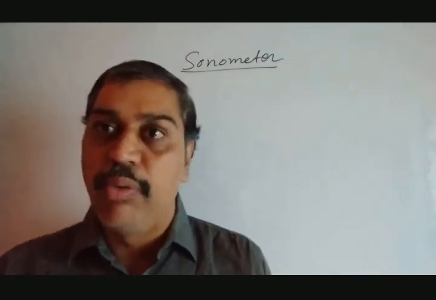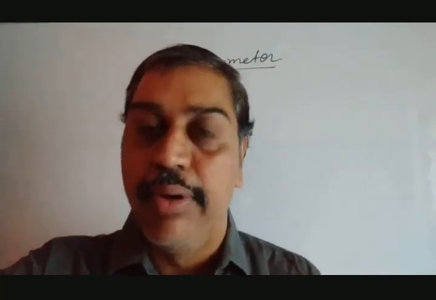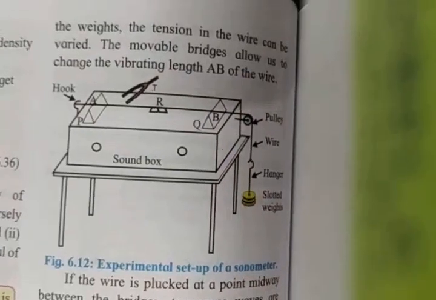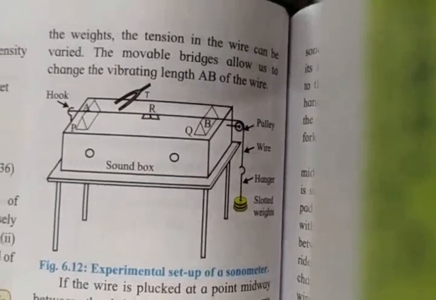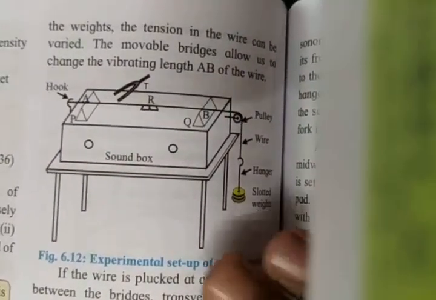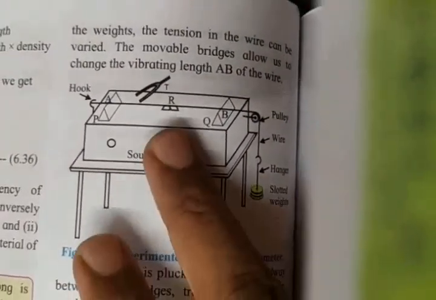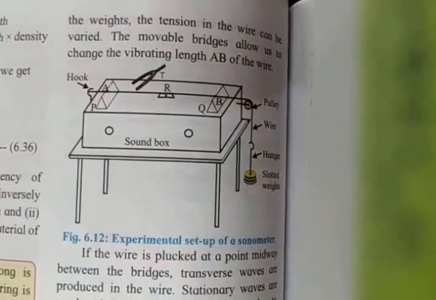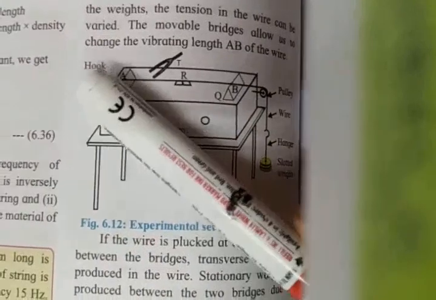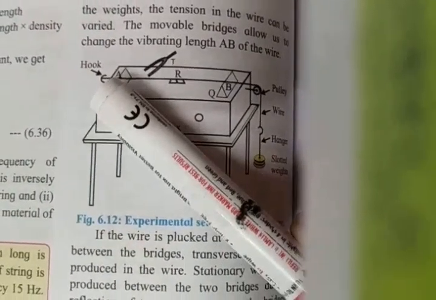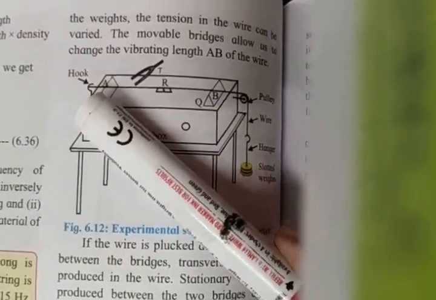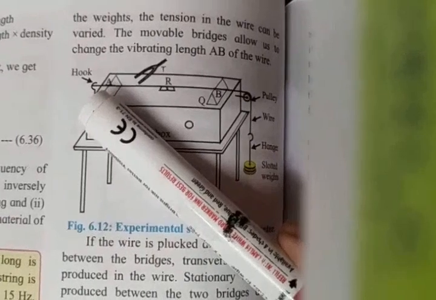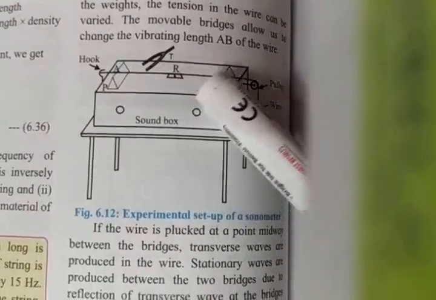Now how it looks we will see, and then we will go further. So let us see this. This is a diagram from your book. It is said to be the sonometer. So this box, this is not a table, is not a sonometer. This box itself, this wooden box, is said to be the sonometer. Now see this end here, it is said to be the hook. At this hook, the string is attached, above the box, and this line is nothing but a string.